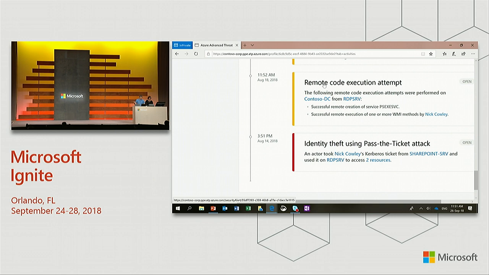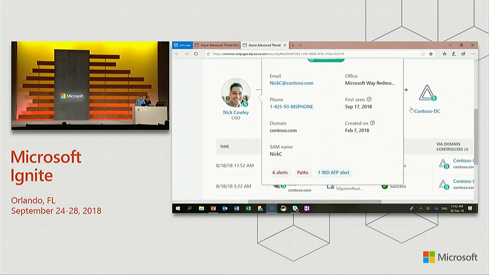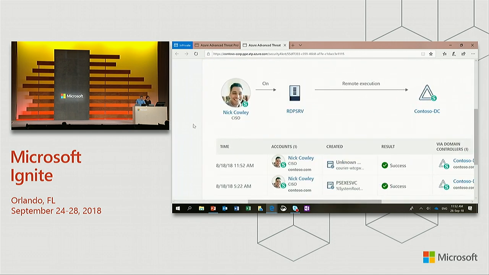So let's see what Azure ATP has identified here. So we have another pass the ticket to Nick. And we can see several more elements. So let's take a look at several more alerts that Azure ATP has identified, starting with remote code execution attempt. So Azure ATP identifies any remote code execution that is done on the domain controller. And we're not only identifying that there was a remote code execution, but also exactly what command was run, who the user was, and what was running in the background.